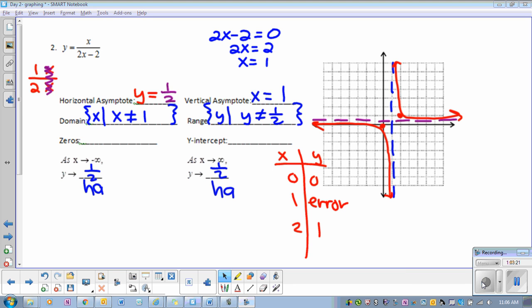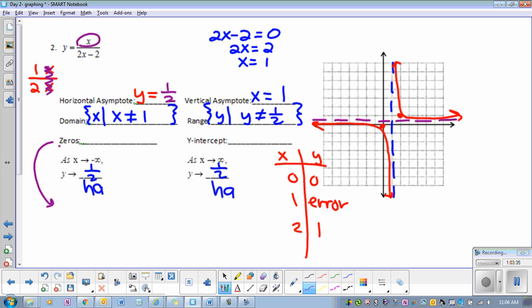Anyway. All right. Zeros. X-intercept. Well, you can find the x-intercept or your zeros by taking whatever's in your numerator, setting it equal to 0, and then solving, right? So this one, you just have an x. We'll set it equal to 0. Do I need to solve? No, it's already done. So my zeros, well then that's 0, 0. Plus, it's in my table. Look at that, 0, 0.